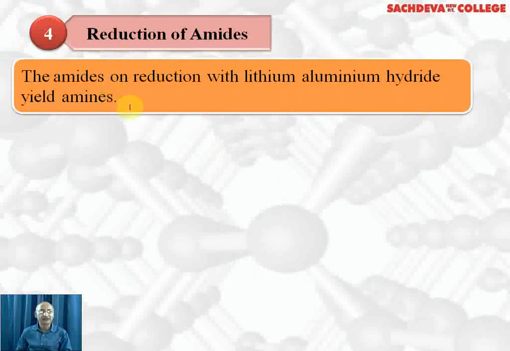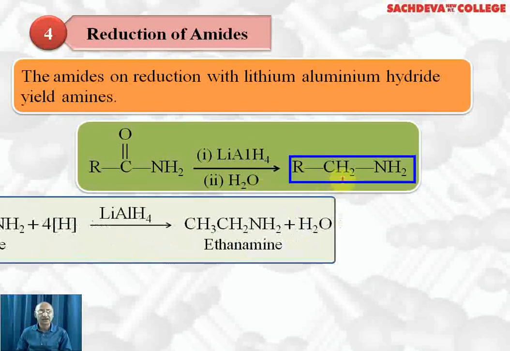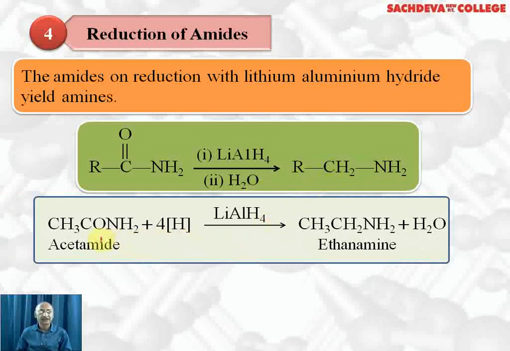Next we are taking reduction of amides. Amides on reduction with lithium aluminum hydride give amine. RCONH2 when reduced with lithium aluminum hydride followed by reaction with water, we get RCH2NH2. Let's take up a specific example. Acetamide when reduced with lithium aluminum hydride, the product formed will be ethanamine. The side product will be water.